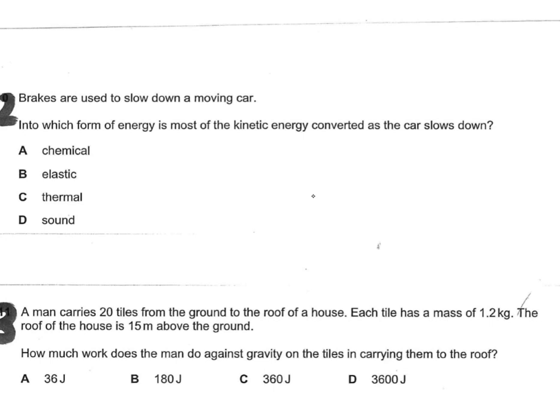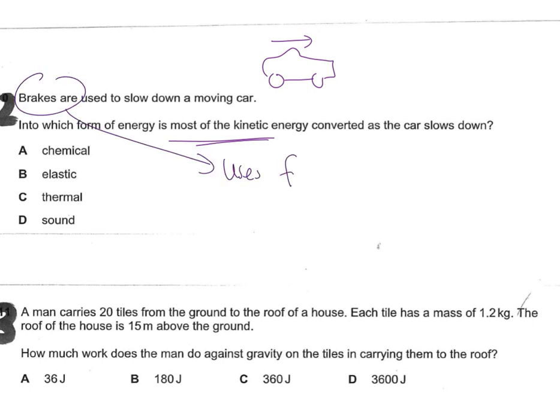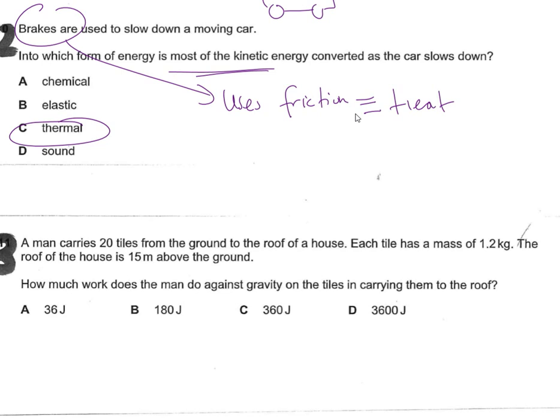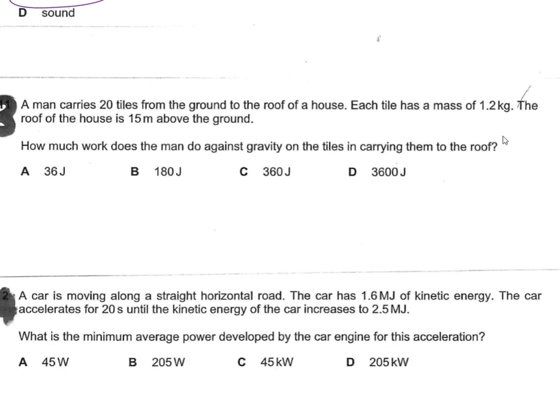Okay, the car is moving, and then we apply the brake and it stops. Now, in which form is the kinetic energy gone? Brakes use friction, so therefore we have heat. So the answer is C, thermal. Because you need heat, and in this case, friction.